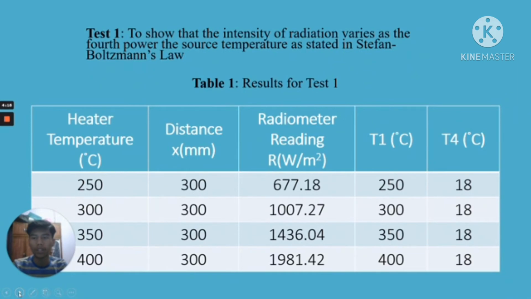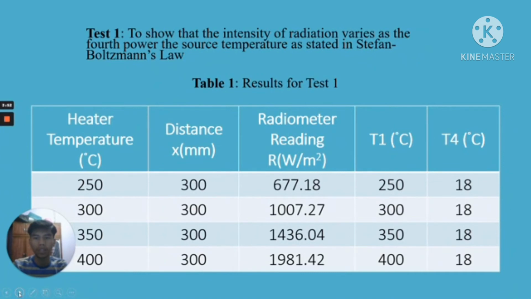For the heater temperature, we start with 250 and go to 400. Our distance is the same, that's 300 millimeter.